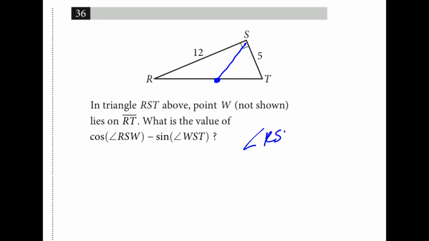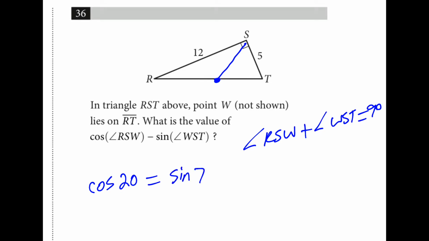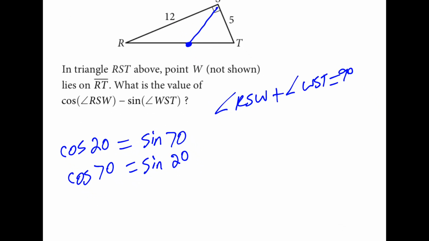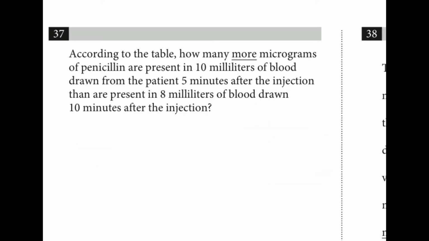For 36, let's pick a random point W on line RT, and what do we know? We know that angle RSW plus angle WST is equal to 90, so they are complementary angles. And there's this property where if you take the cosine of an angle, let's say 20 degrees, it's going to be equal to the sine of its complement, let's say 70. Or vice versa, if we said cosine of 70, that's going to be equal to sine of 20. And this works for any two angles that add up to 90, and these two angles add up to 90. So everything here is going to be equal to whatever this is. If you subtract something that's equal to itself, you get 0. Your final answer, 0.